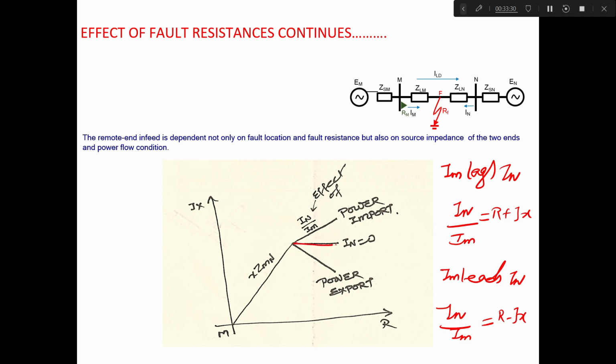So this is the simple case of a source at one end only, with bidirectional power flow. Before the fault, when power is in the import, IN is leading IM, and that's why this reactance will increase. When power is exported, this reactance will reduce. So now you can see that the effect is in both R and X.